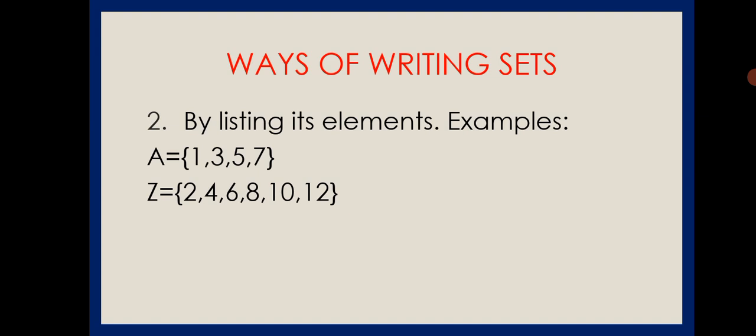Let's go to the second one, by listing its elements. Examples, A = {1, 3, 5, 7}. Those are the elements or the members of A. The second set, Z, is also equal to {2, 4, 6, 8, 10, 12}.